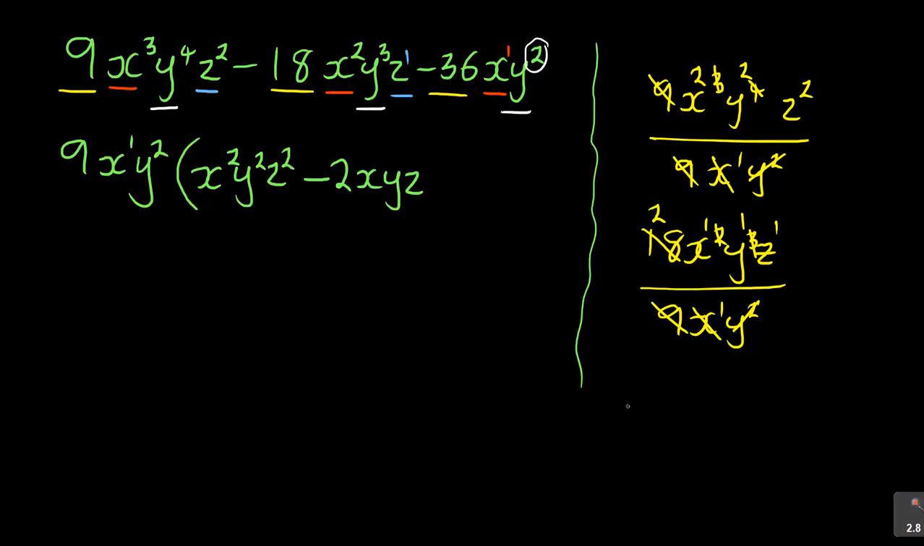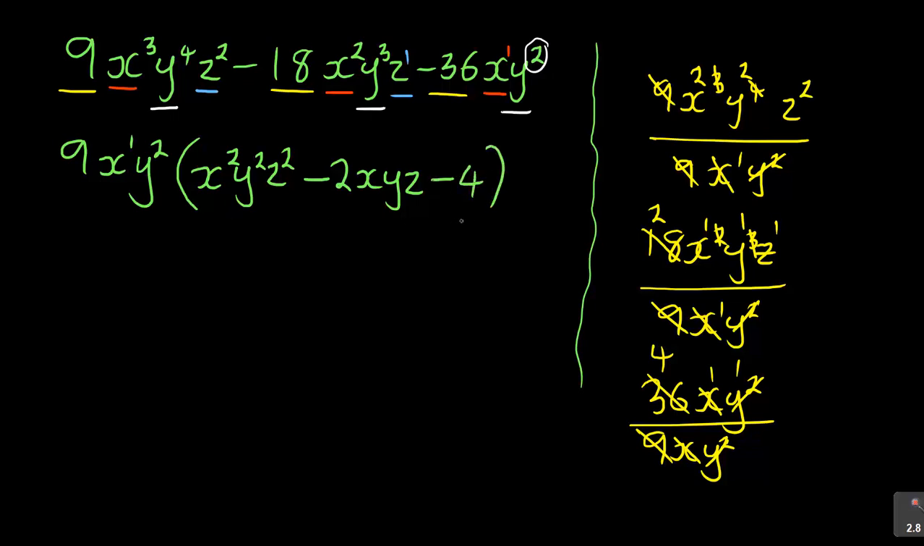Alright, the last one is 36 x y squared over 9x y squared. Remember, we are using the same common factor. 9 into 36 is 4, and then x cancels the x to give us a 1, y squared cancels the y squared to give us a 1. So the answer there gives a 4. So it's a negative 4. So this is what we have.